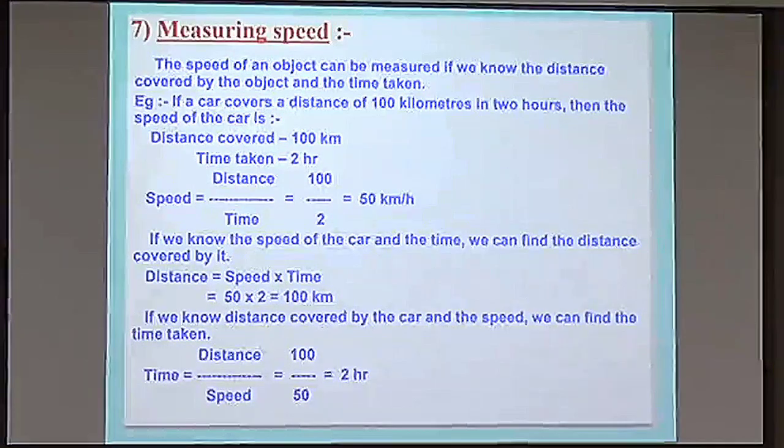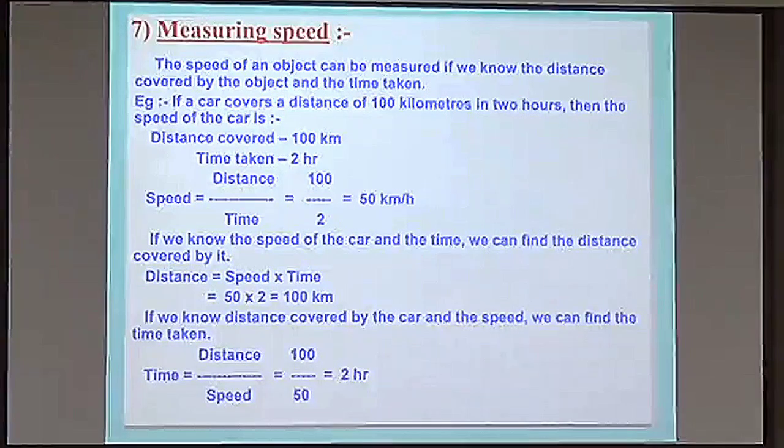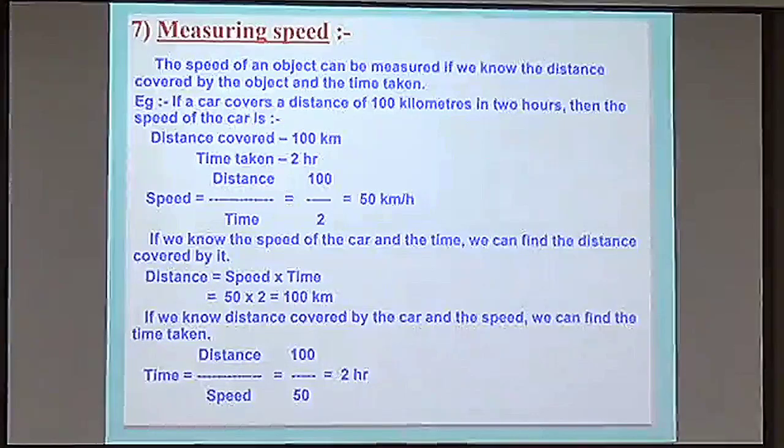If we know the distance covered by the car and the speed, we can also find the time. So in this case, what is given to us? The distance and speed are provided to us. We can find out the time by using the formula time is equal to distance upon speed. What is distance? 100. What is speed? 50. So 100 upon 50, which is equal to 2 hours.